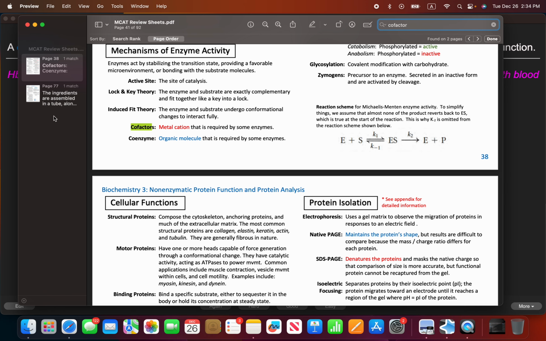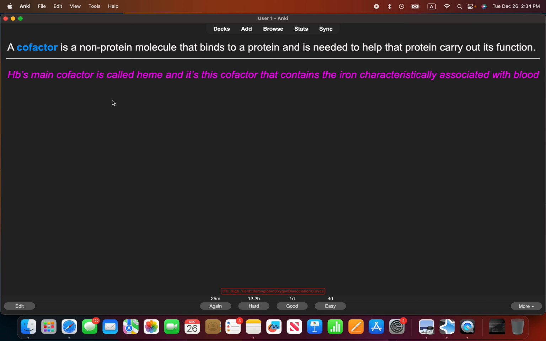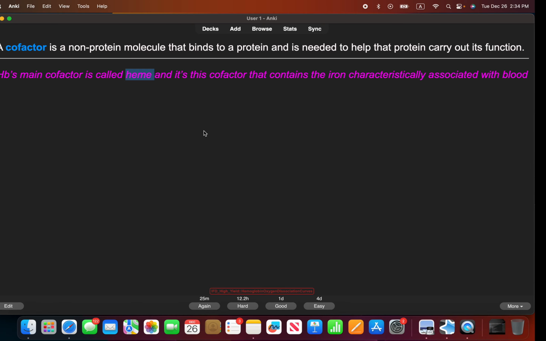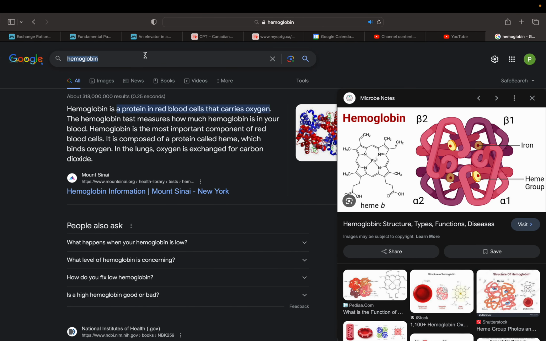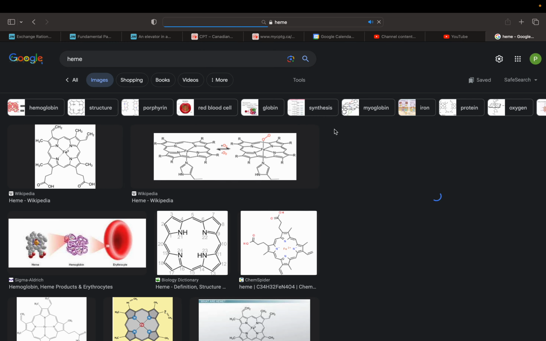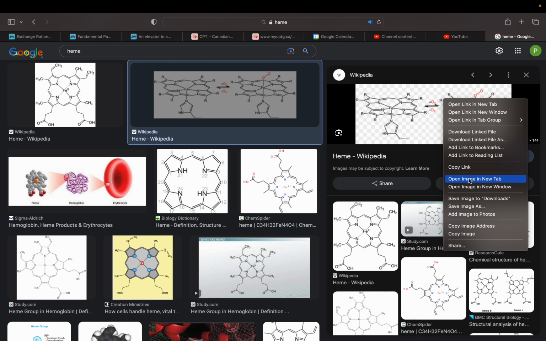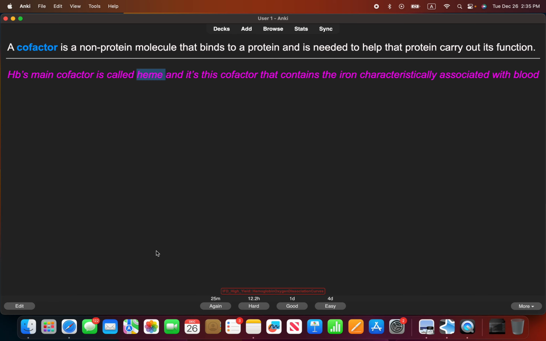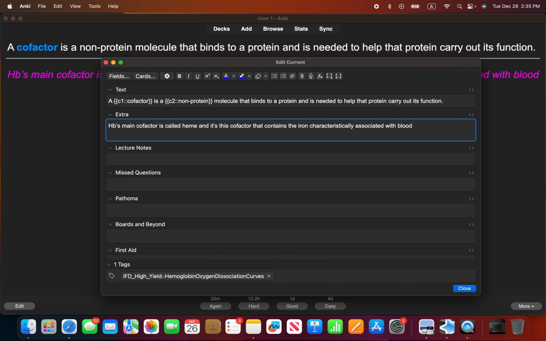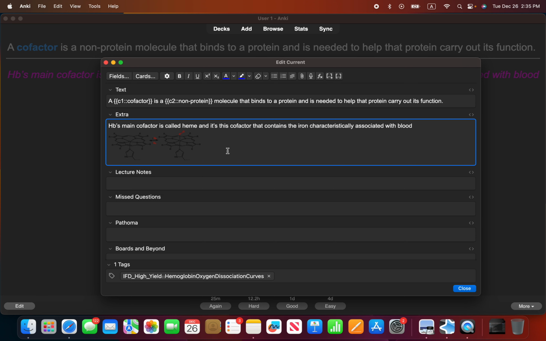So, interestingly, hemoglobin has a cofactor. A cofactor is a non-protein molecule. That's the first sign. It's inorganic. It's like a metal cation. And hemoglobin's main cofactor is called heme, and it's this factor that contains the iron characteristically associated with blood. So let's also find a picture for heme. So this is a good one. Let's put it here. Perfect.